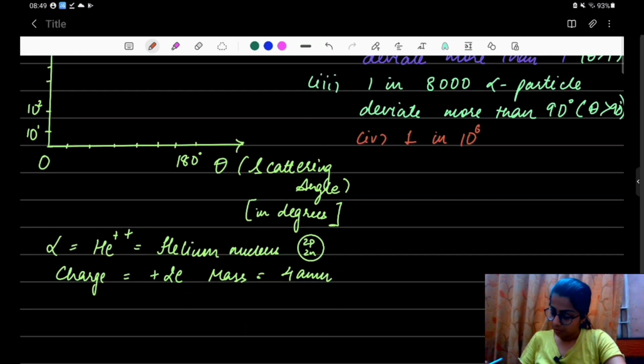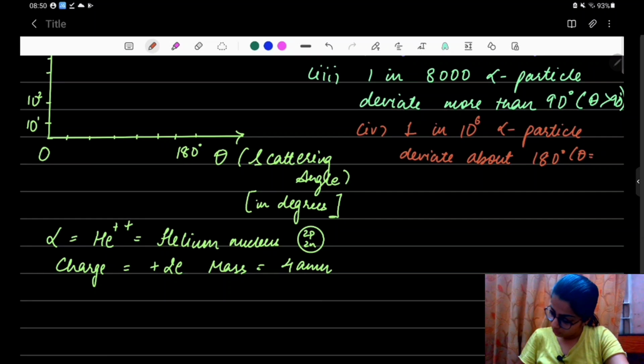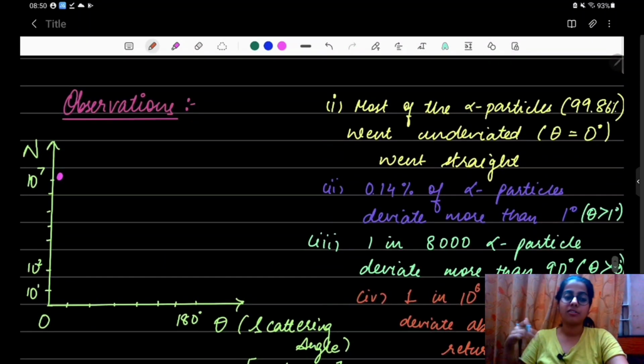1 in a million alpha particles deviate about 180 degrees. That is, theta is equal to 180 degrees, which means it returns back. If I say that the alpha particle returns back, what does that mean?